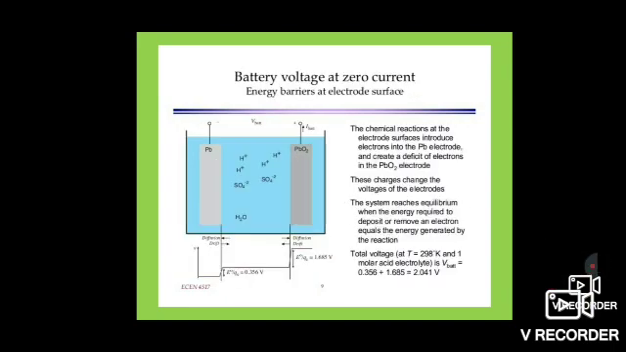The chemical reaction at the electrode surface introduces electrons into the Pb electrode, that is the lead electrode, and creates a deficit of electrons in the PbO2 electrode. These charges change the voltages of the electrodes. The system reaches equilibrium when the energy required to deposit or remove an electron equals the energy generated by the reaction.